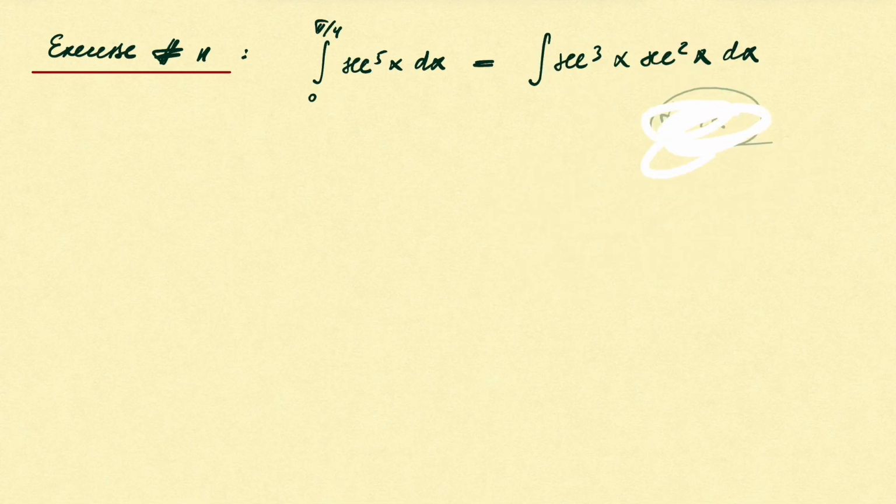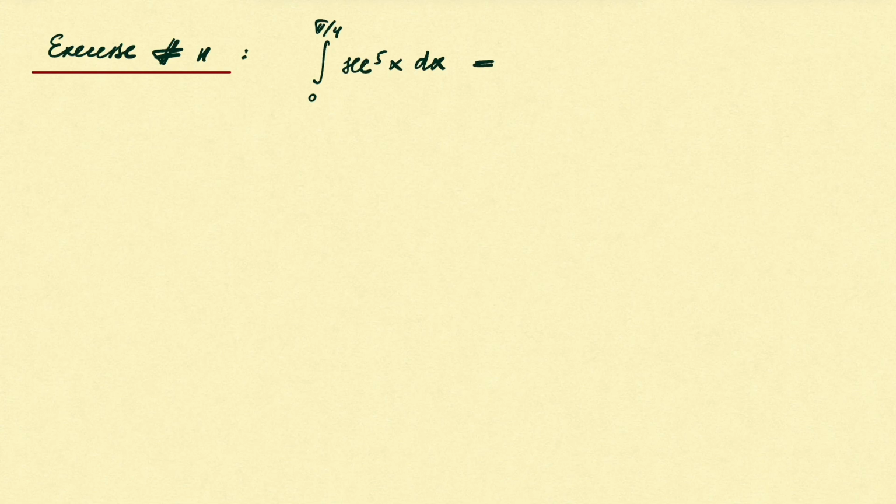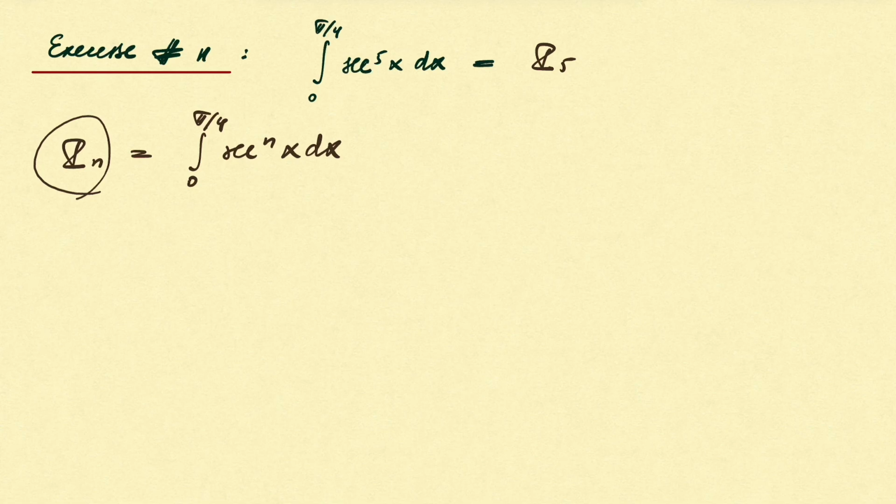So I propose using some reduction formulas. Like we can first introduce I_n, which will be the integral from 0 to pi over 4 of secant to the n of x dx, and in the end we'll need to find I of 5, right? But let's first derive some formula for I sub n.